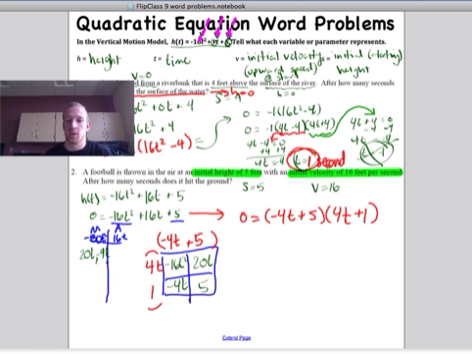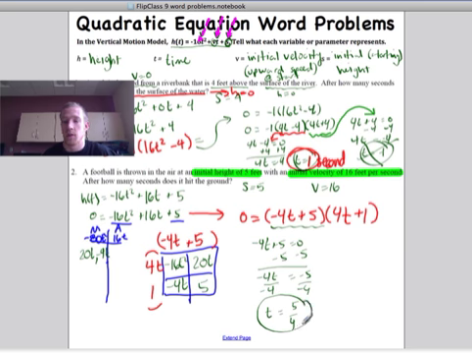So now we can solve this. We set each of these equal to 0. So just setting this equal to 0, we get -4t plus 5 equals 0. That will solve our equation. Divide both sides by -4. Make sure you're careful of your signs. So we have t equals -5 over -4, which is a positive 5/4. So that's going to be our answer.